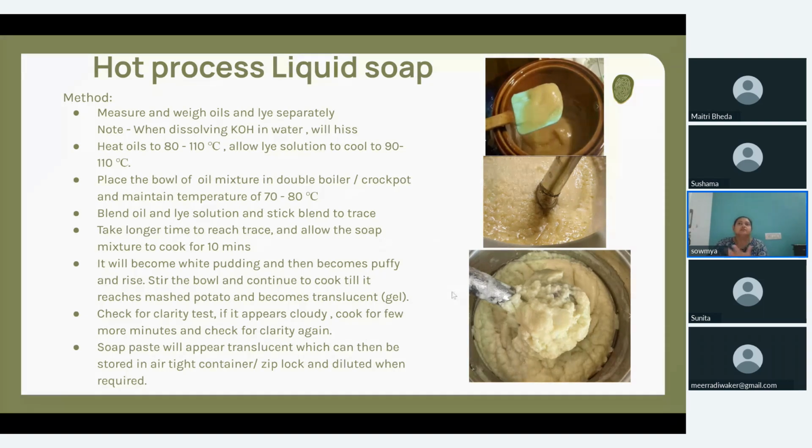So the dilution will become faster, and you will get your liquid paste also faster. Okay.